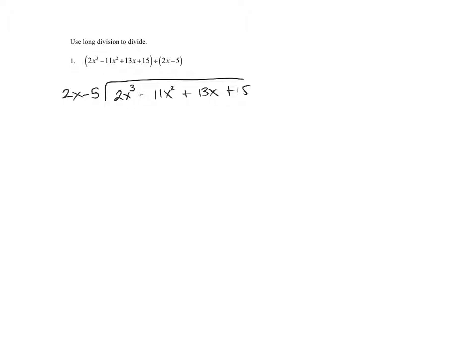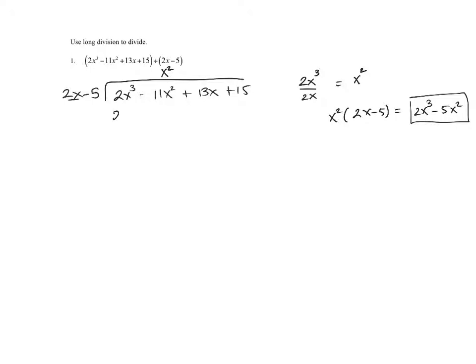All right, so the first step is you take that leading term, 2x cubed, and you divide it by the leading term of your divisor. That would give us x squared. That's going to be the first term of my quotient, of my answer. Then you take that and multiply it by your divisor. So we would get 2x cubed minus 5x squared. And this is going to be what you subtract in your next step.